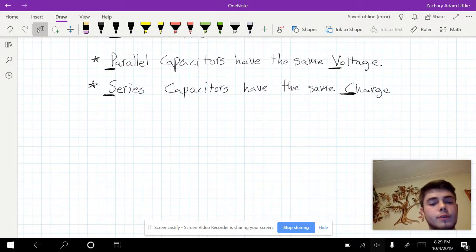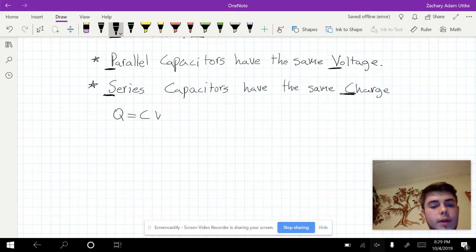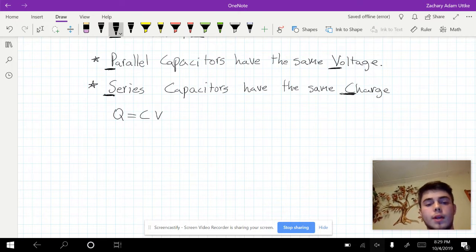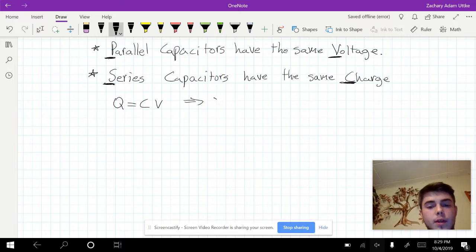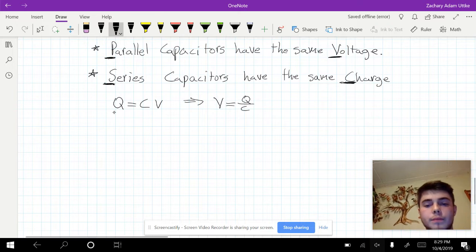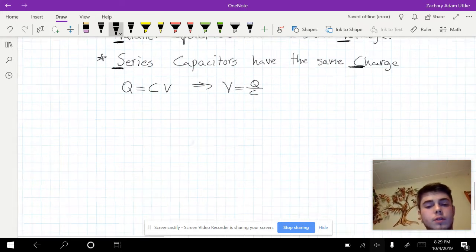But first, let's talk about our equation that we're going to use. So we have that Q charge equals C capacitance times V voltage. So this is going to be our central equation. And we can also rewrite it by rearranging it as V equals Q over C. So these are really important right here. We're going to use those.